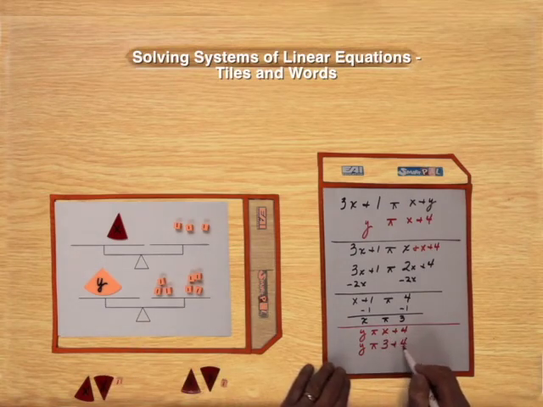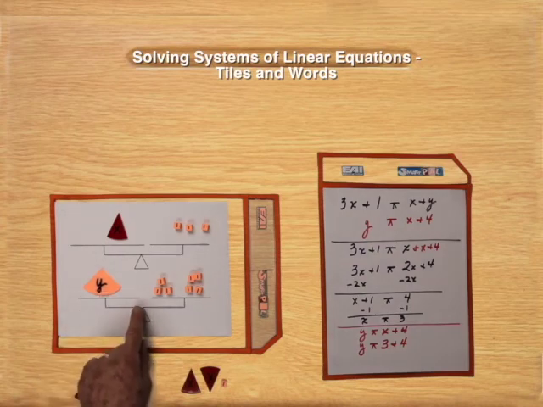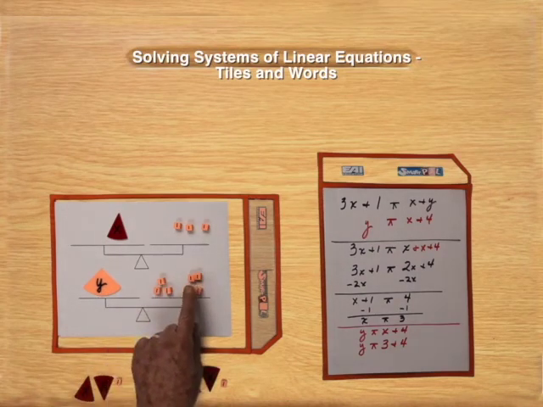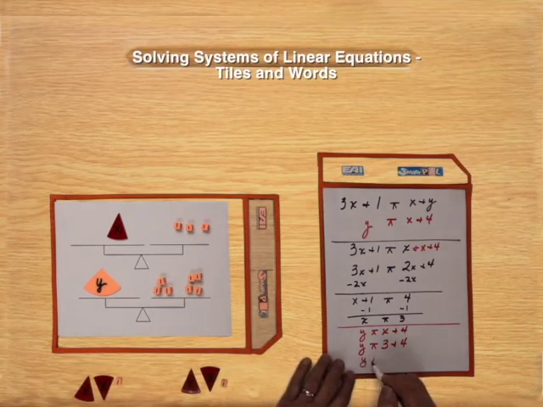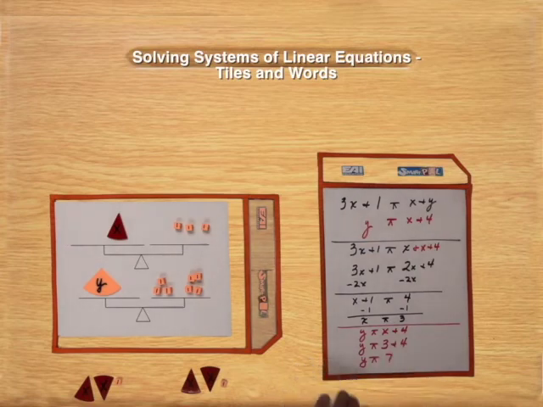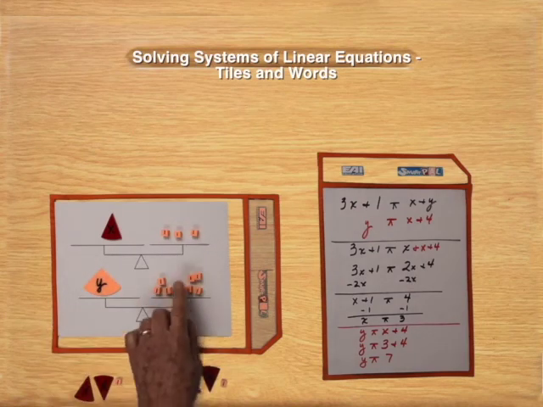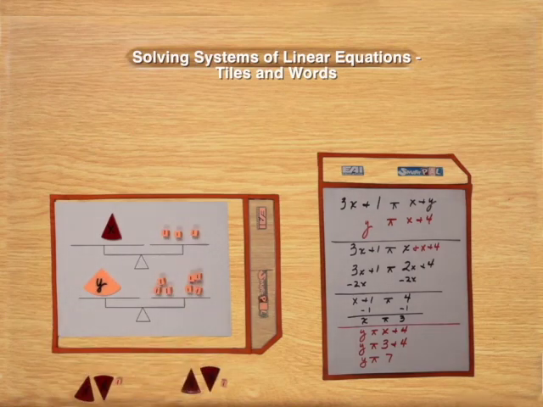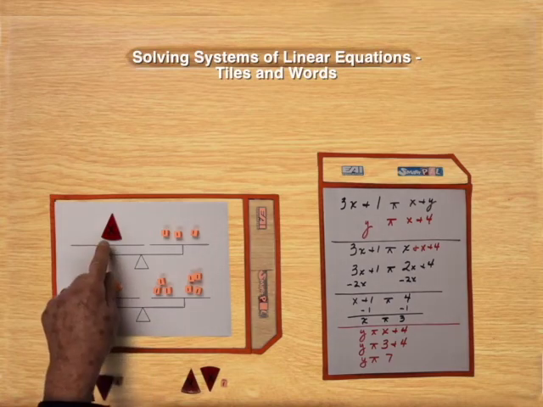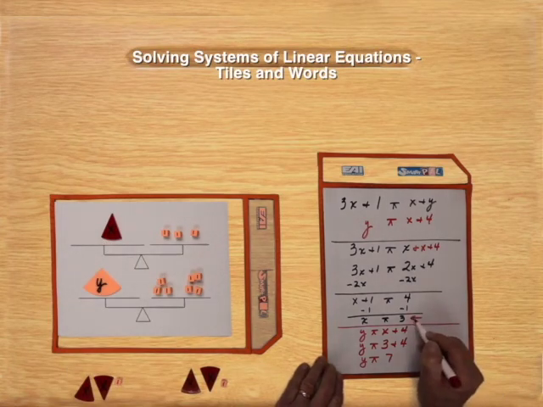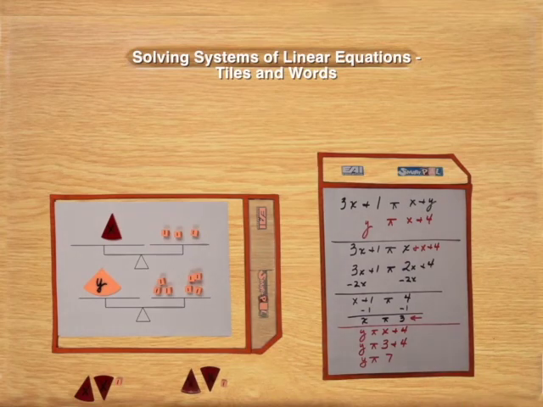We still have our 4 ones, so now we have y balances 3 ones and 4 ones, but 3 ones and 4 ones are 7 ones. So y balances 7 ones. So now we have a value of x and a value of y. We have x balancing 3 and y balancing 7. And those are the answers to our problem.